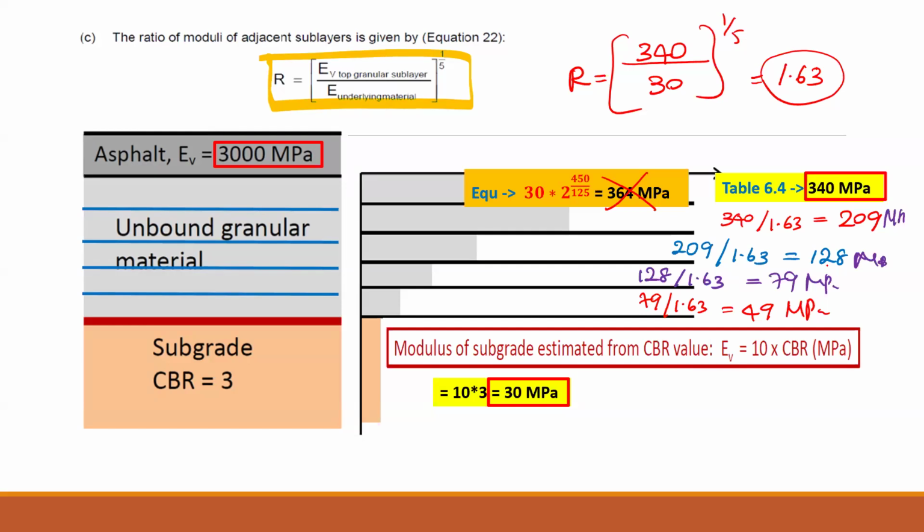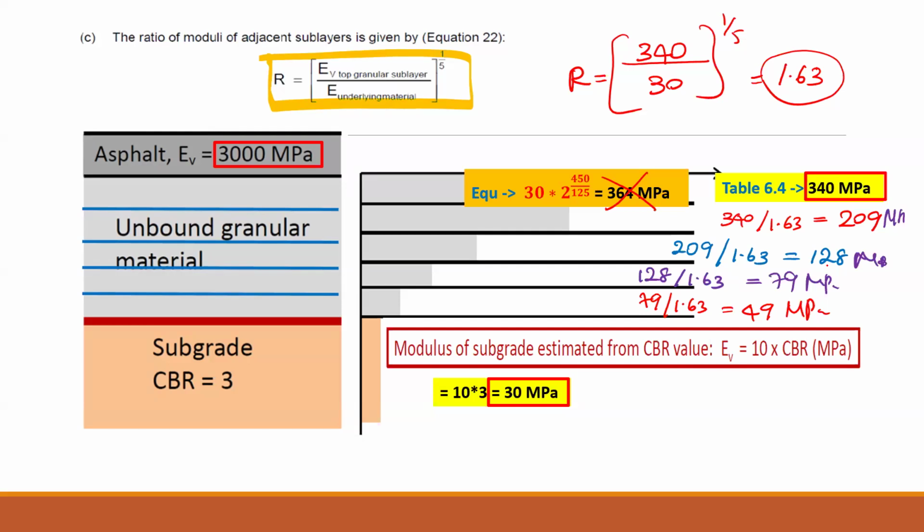In the sublayering, we divide it into equal 5 layers, and we first find the modulus of the first layer. To find it, we use the equation and also the table, compare the two numbers, and select the lower value. Then we divide the lower value by this ratio to find the next sublayer's modulus, and likewise until we finish the 5 layers. So you can see it is gradually decreasing.